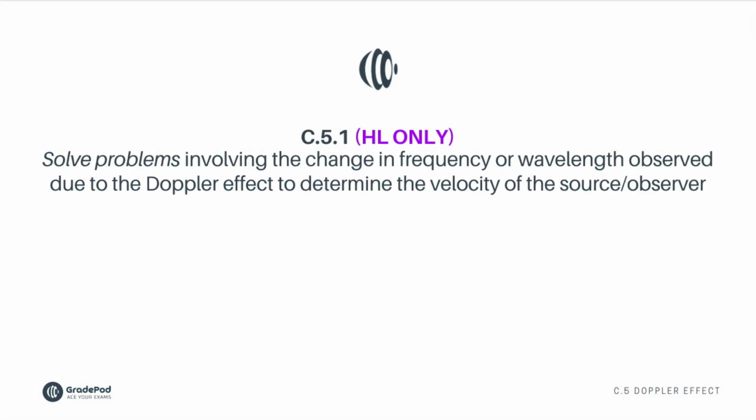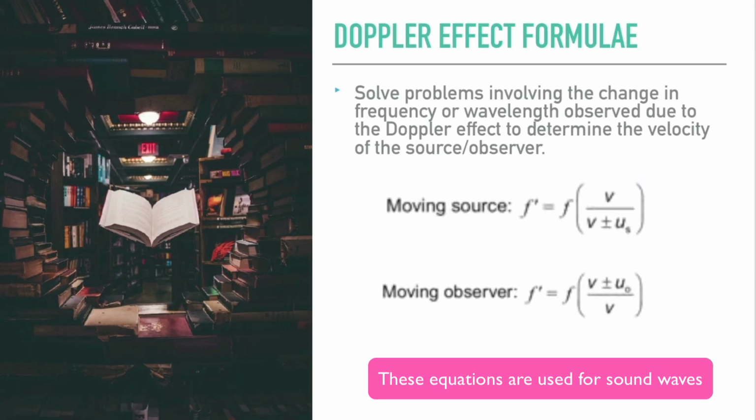So I've mentioned the Doppler effect formula once or twice. It's now time for us to look at it in detail. And this is where students tend to get, oh, it's so complicated. It's not, right? First of all, the formula is given in your data booklet, and it's actually labelled moving source, moving observer.